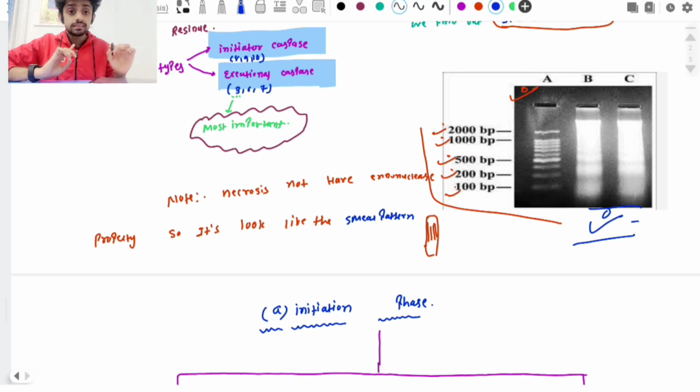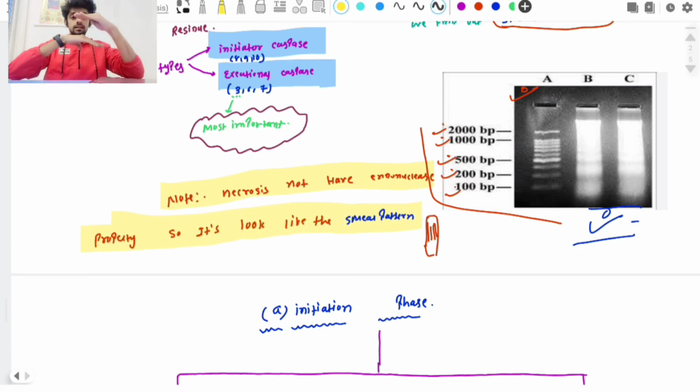But remember this, guys, in necrosis we do not have endonuclease activity, so it looks like a smear pattern. What is the meaning of smear pattern? Unlike the step ladder, a smear has a longitudinal appearance. Here you can see in the image.